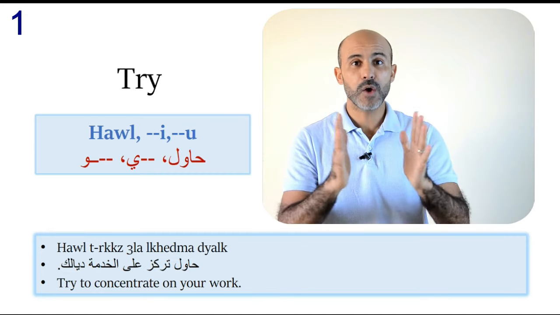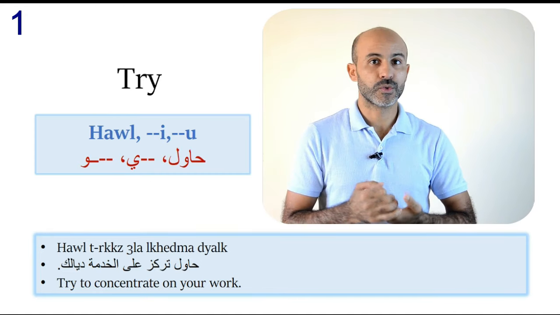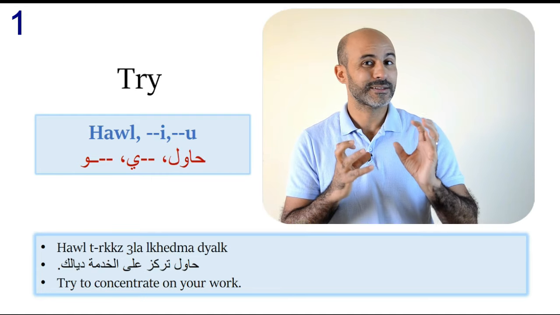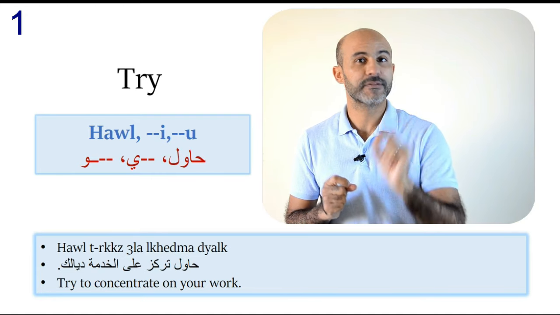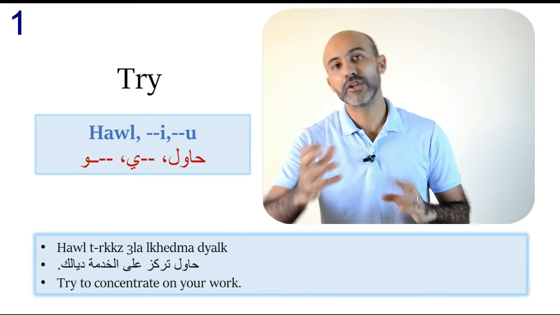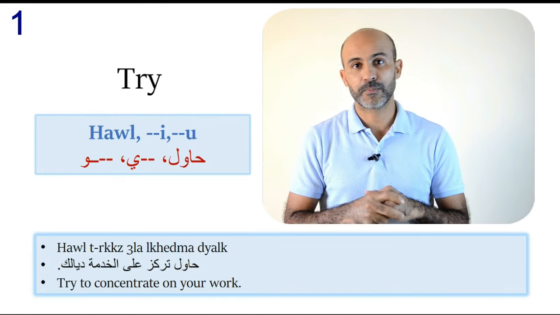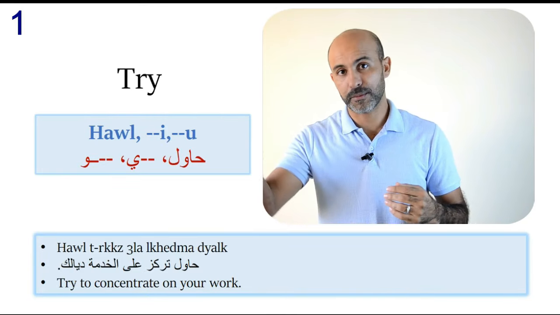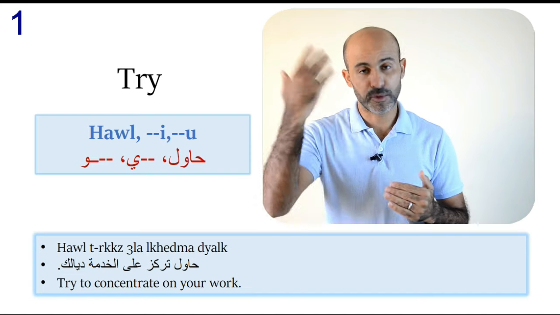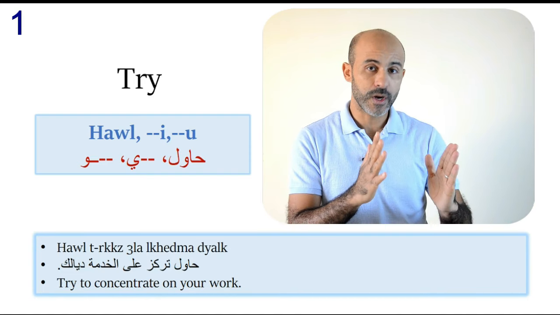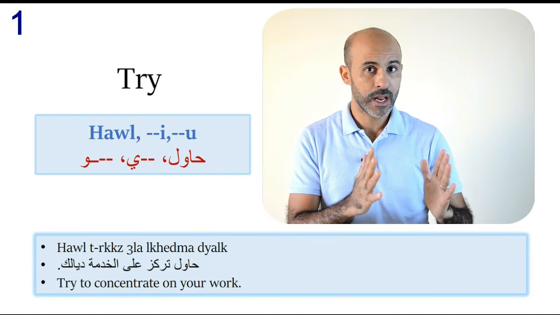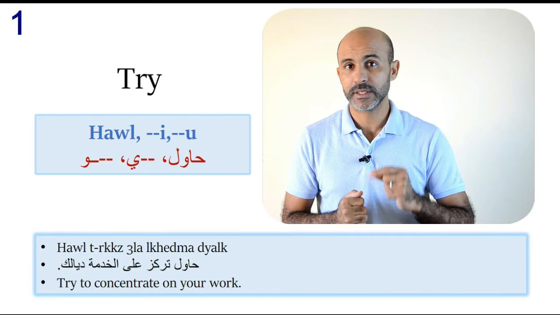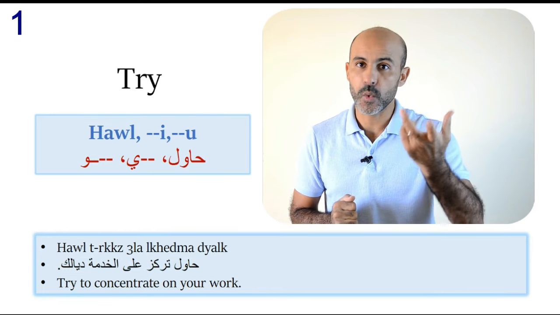So hawl is to try to do something. This verb is specific for try to do, try plus verbs. We have another verb to try something, which is jarrab. Maybe we'll say it later. So hawl. It's the letter ha, hawl.